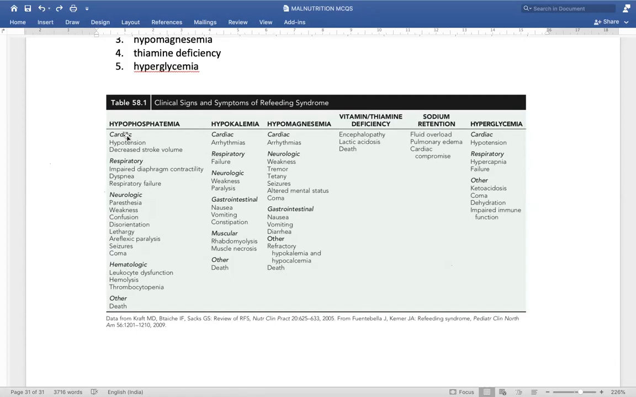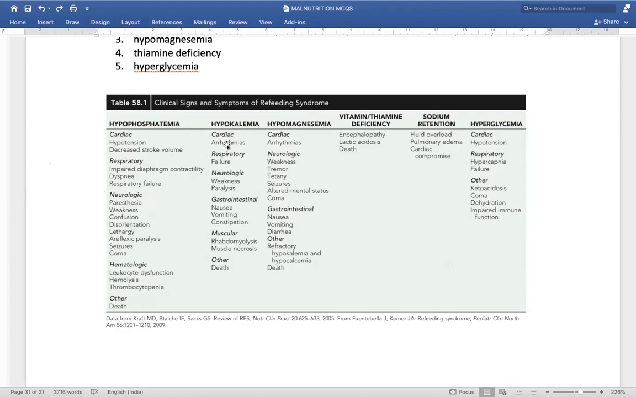Hypophosphatemia can cause cardiac illness, that is hypotension and decreased stroke volume. Respiratory, it can cause impaired diaphragmatic contractility. Neurologically, it can cause paresthesia, weakness, confusion, lethargy, areflexic paralysis, seizures, and coma. Hematologically, all the three lines can be affected. Hemolysis can occur, WBC leukocyte dysfunction, and thrombocytopenia can also occur.